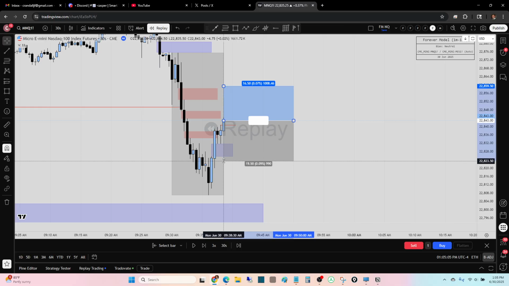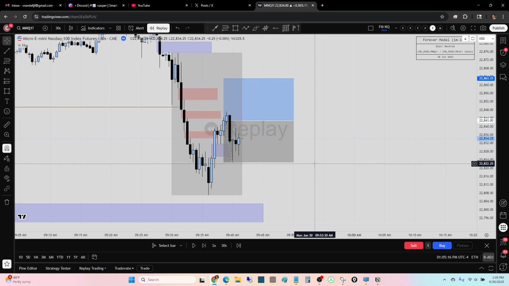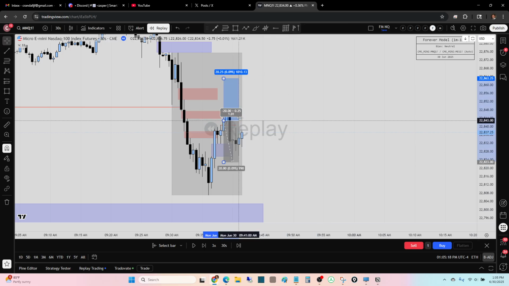15 points or below, I put it at 20, below the fair value gap, 1-to-1, right? And boom, we get tapped out. So that was my first trade.